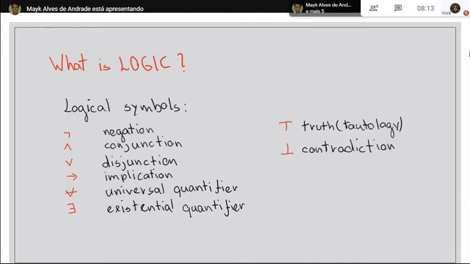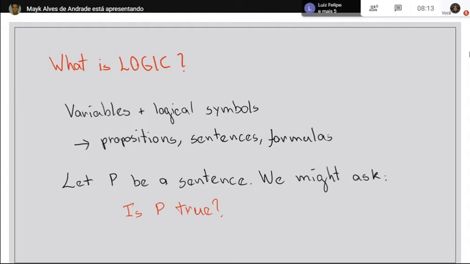So those are the main logical operators we use in your day life as we are studying mathematics, right? So there's actually nothing new in that. With those logical symbols plus variables, we can build propositions, sentences, and formulas. I will not go deep in making any difference between those three ideas, right?